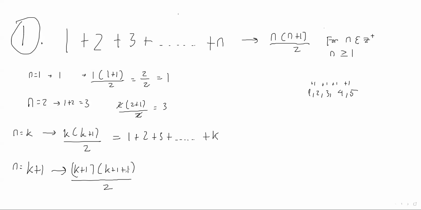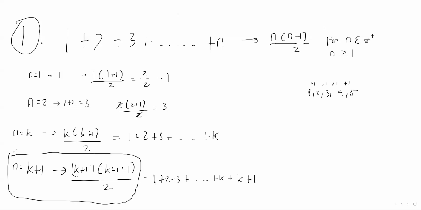Okay. Now, logically, if we change the n into k plus 1, we get this formula, and this will be the sum of the series 1 plus 2 plus 3 plus blah, blah, plus k, and then plus the next term after k, which is k plus 1. That's the idea. So what we need to do now is prove that this formula is actually true. So how do we prove that?